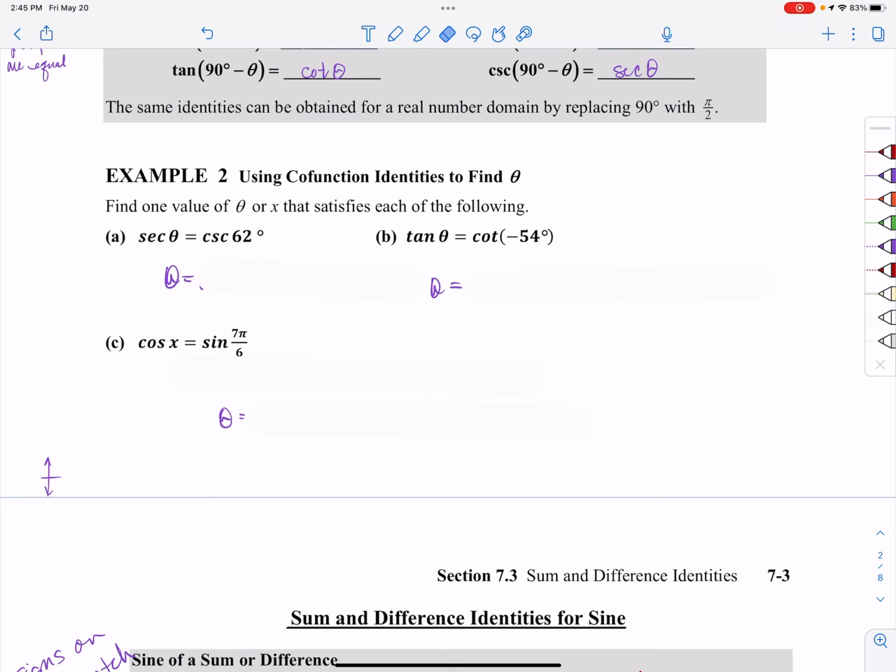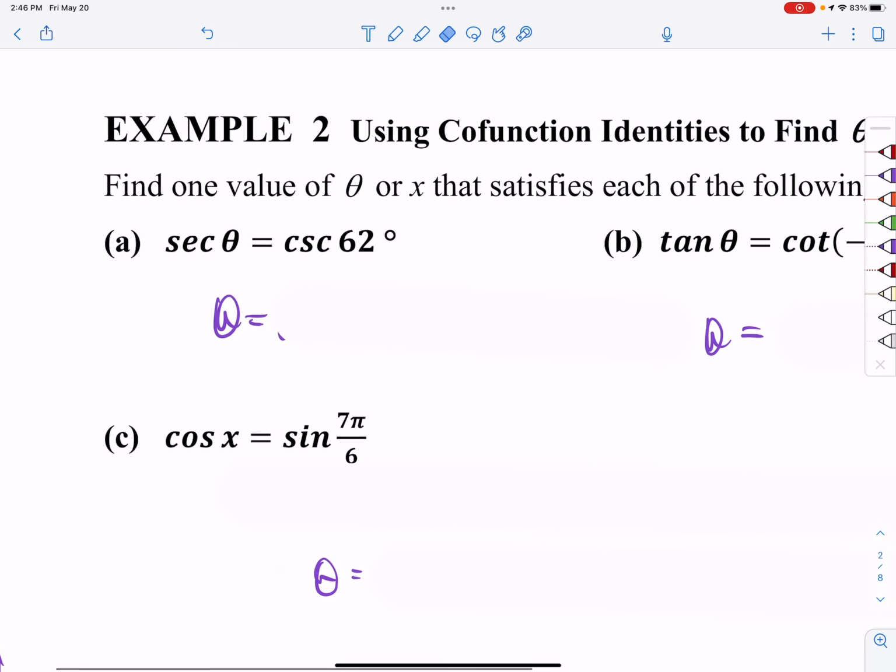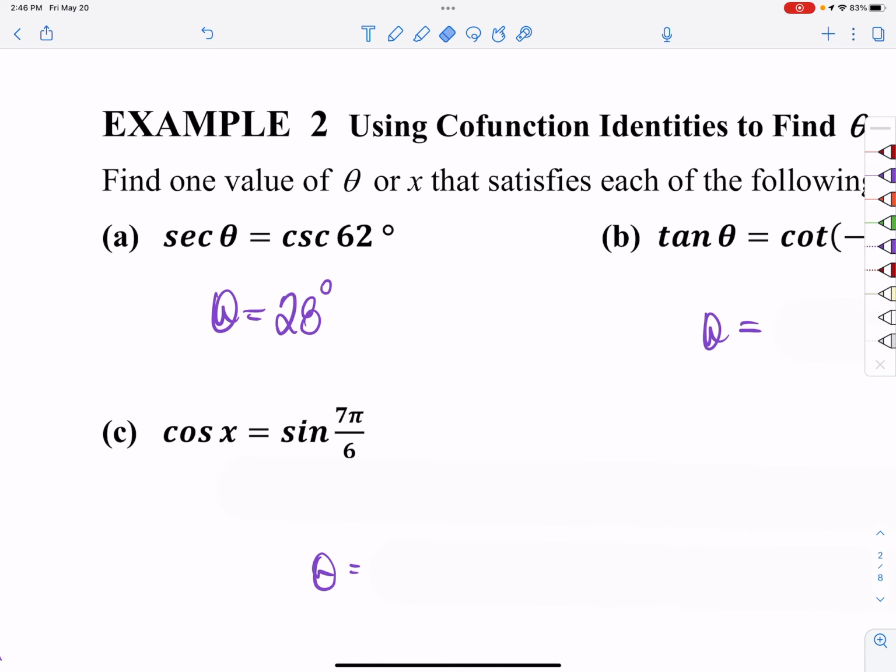Here we have secant of theta is equal to cosecant of 62 degrees. We know that secant and cosecant are cofunctions of each other, and we know our little statement says that cofunctions of complements are equal. So we just simply need the complement of 62. The complement of 62 is 28 degrees, and that's our missing theta.